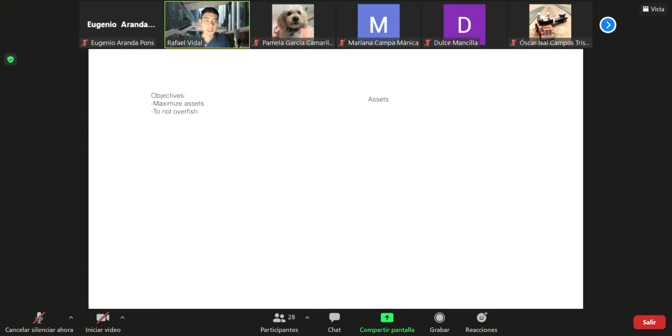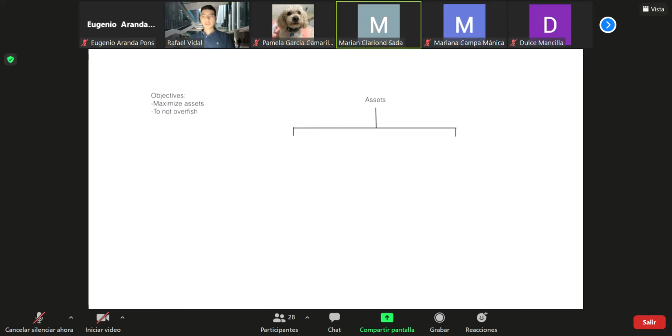What are the two possibilities? How can we maximize our assets? By selling ships. Okay, so before we go there, I want to close this, but I don't want to lose what we have been doing so far.